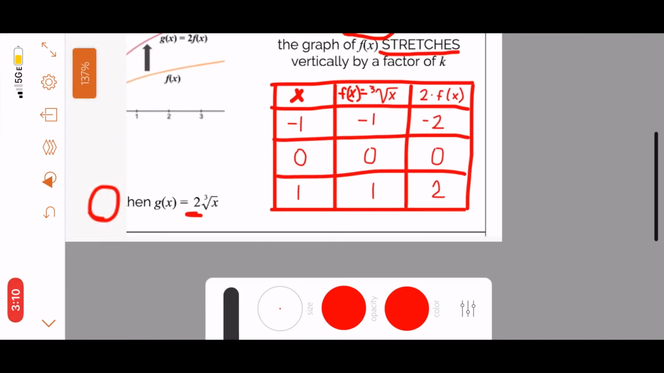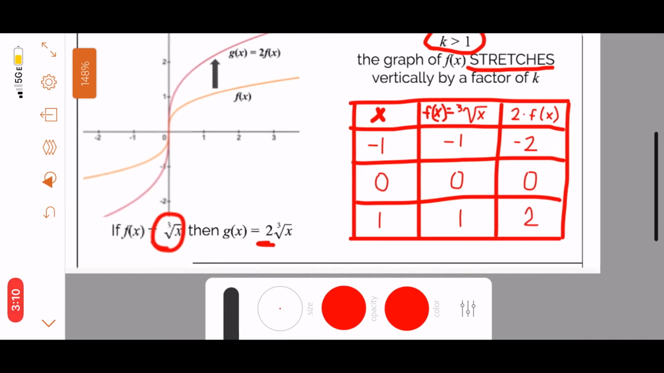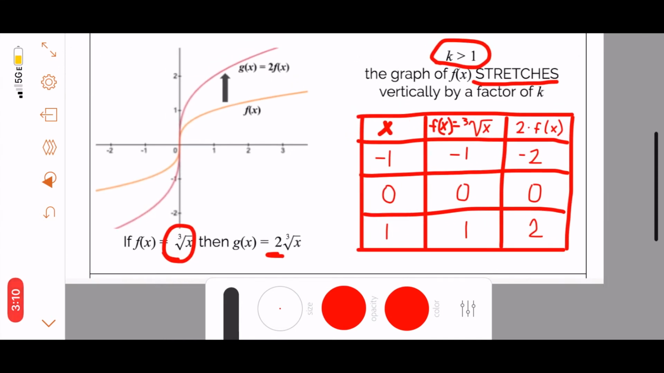And I'm going to plot these points on my graph, just to show you guys that for our f of x graph, I'm going to plot (-1, -1), (0, 0), and (1, 1). And if I connect those points, I'll get my f of x graph. And I'm going to do the same for my stretch, 2 times f of x, and I get (-1, -2), (0, 0), and (1, 2). Connecting those, I get my 2 times f of x graph.